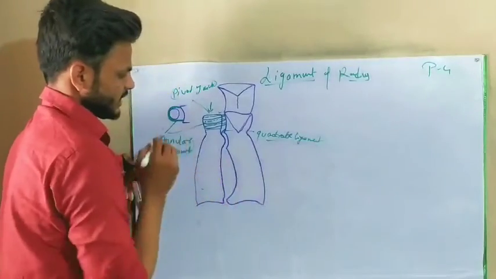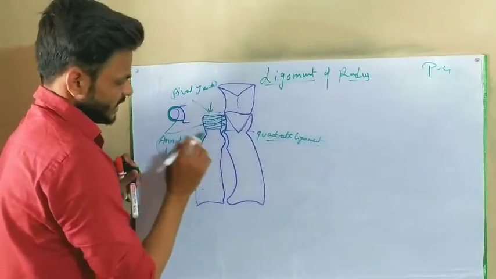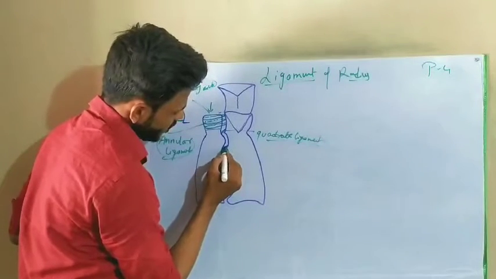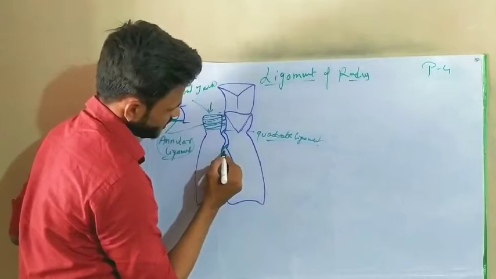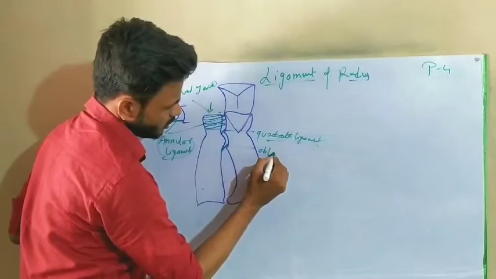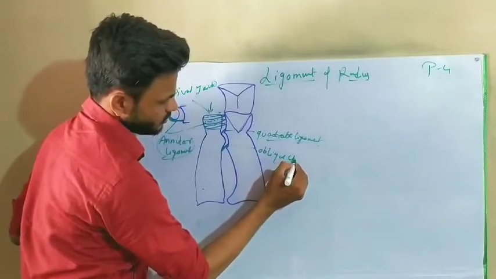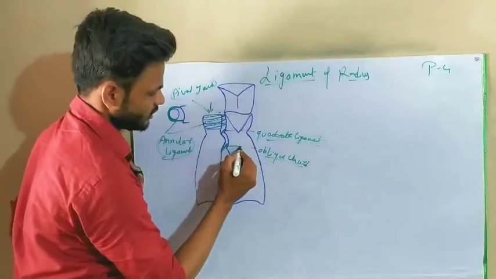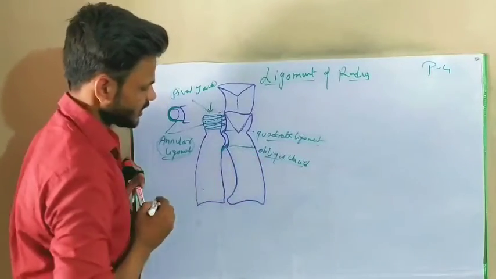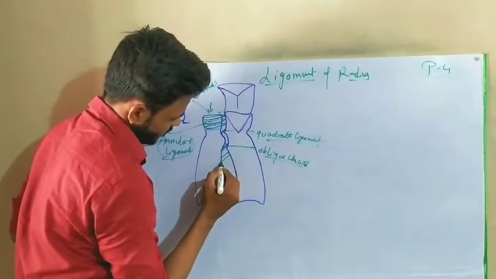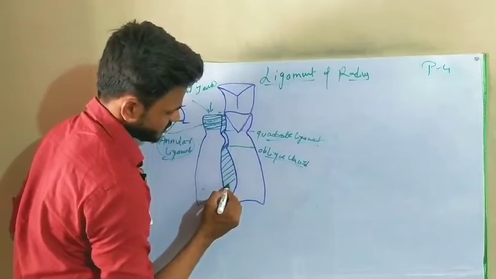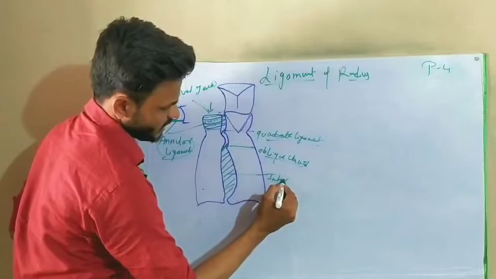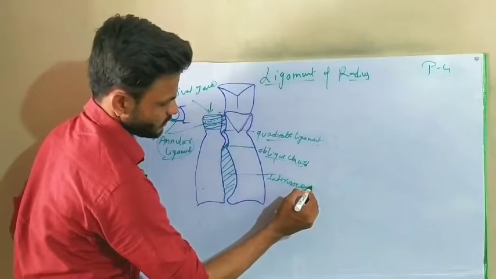This is the quadrate ligament, and after the quadrate ligament there is a cord. This cord is called the oblique cord. This is also a ligament. This is the oblique cord, and after the oblique cord there is a membrane. This membrane is called the interosseous membrane.